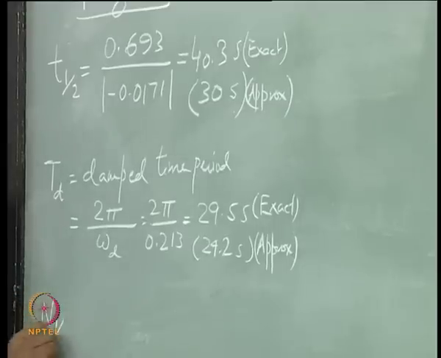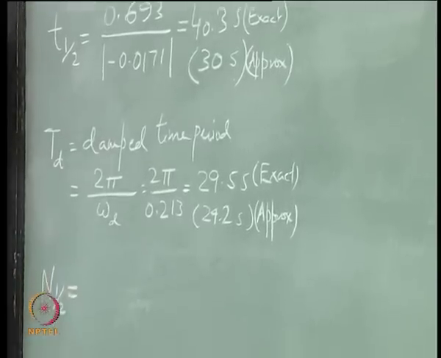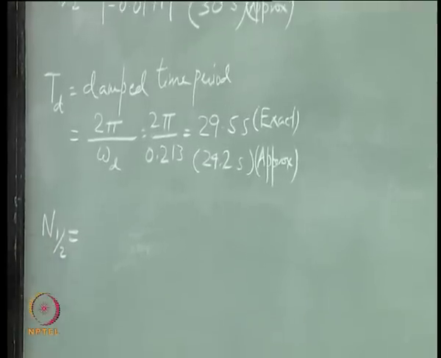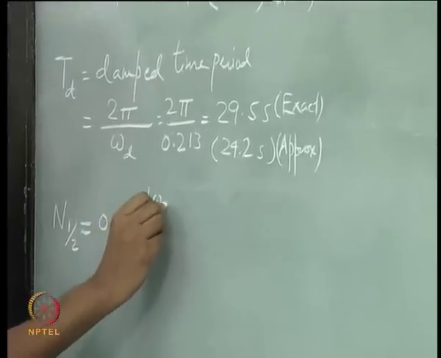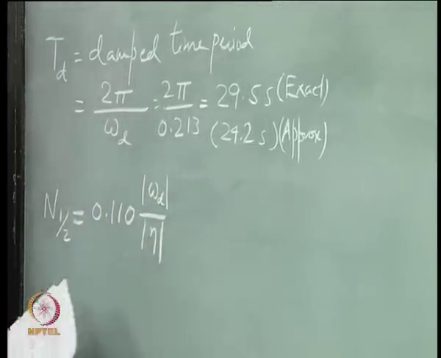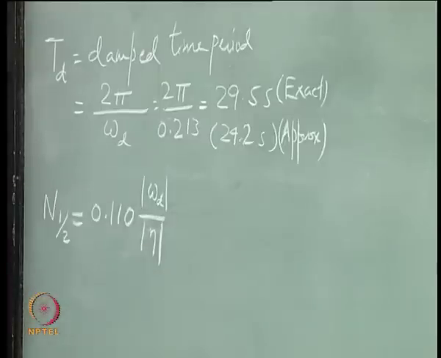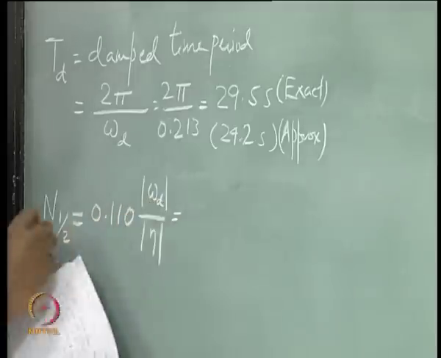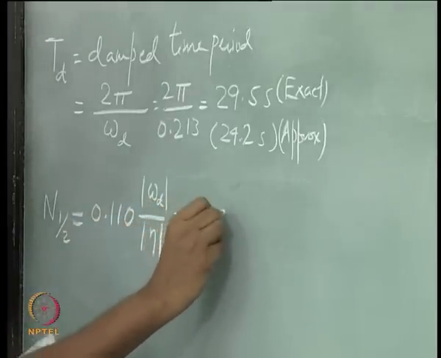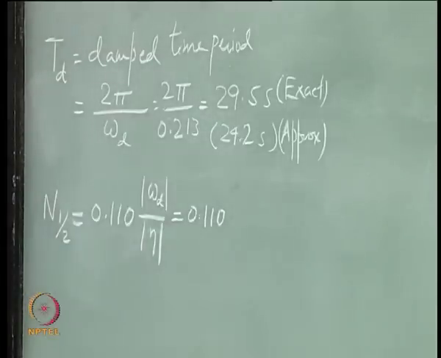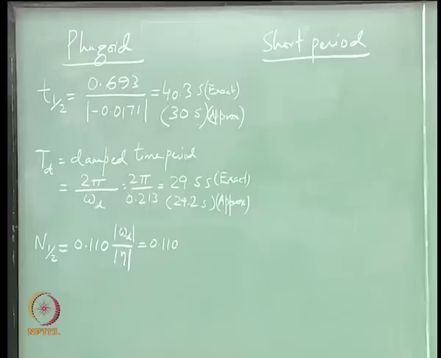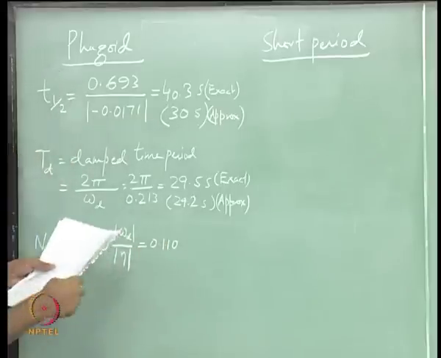Number of cycles to half the amplitude is given by this, where eta is the real part and omega d is the imaginary part of the eigenvalue. So, this is the language in which you talk, right. How many cycles to half the amplitude? You have to speak in that language.